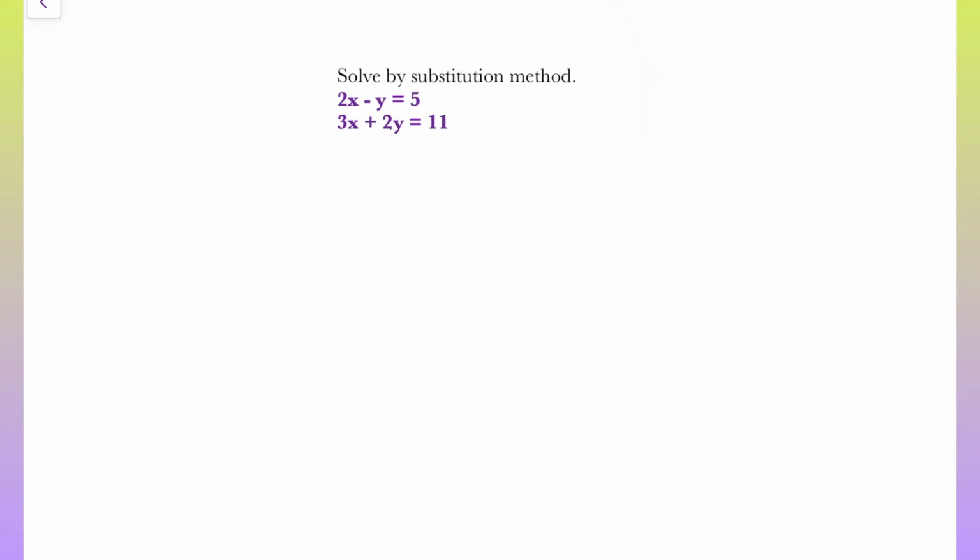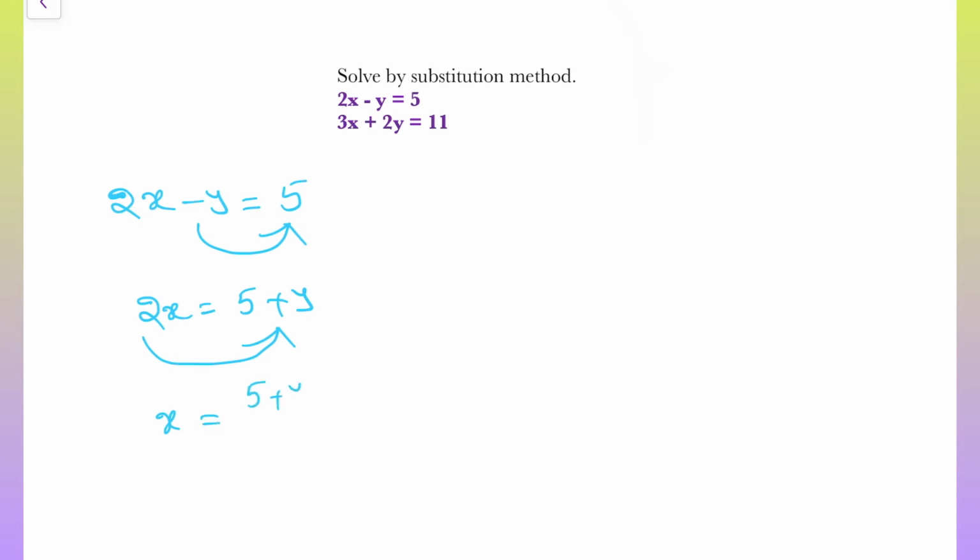Whatever equation you want, you can take. First equation I am taking. You can take the second one also, no problem at all. 2x minus y equals 5. Now find an equation for x or else y. I am finding for x, so everything else we need to take to the other side. Minus y I am taking to the right side, so we get 2x equals 5 plus y. This 2 also I don't want because I want only x, so I am taking 2 to the right side. Then we will get x equals (5 plus y) by 2. Now this is the x value.